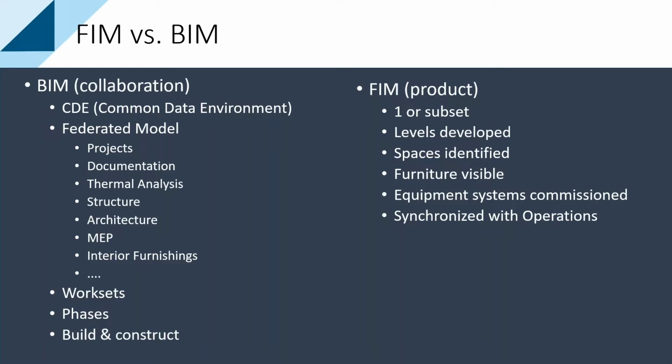And an FM model needs to be somewhat simplified. It's either one single model or it's a subset of these models that we talked about that are used in construction. And for an FM model, for Archibus in particular, what this means is a model where basic levels are developed that represent floors. Spaces on those floors are identified and tagged. There's furniture visible but not necessarily inserted as three-dimensional objects. There's equipment systems that are required for maintenance and operations. And then of course, this model is going to be what's synchronized with the operations. So it has to be easy to use, lightweight, and it has to work within a facility environment. And so that's a little bit different than BIM, okay?